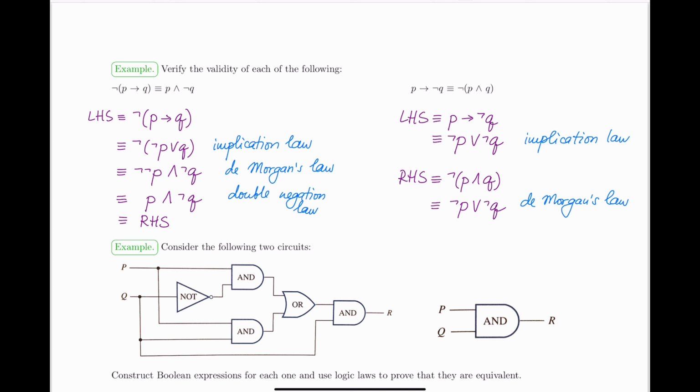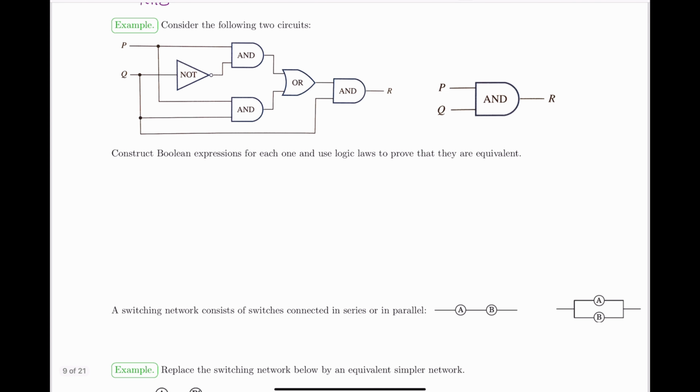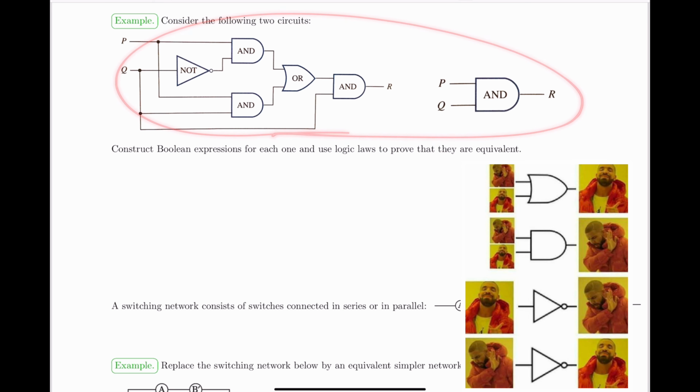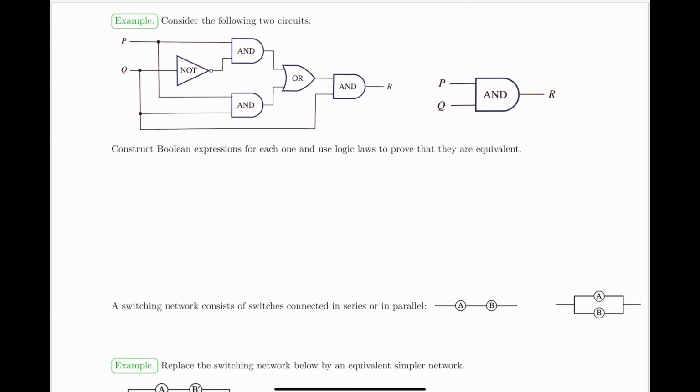Remember that when we started talking about the truth tables, one of the applications was to combinatorial circuits. And the way to prove that two different combinatorial circuits were equivalent was to construct a truth table for each one and compare their values. Now that we have logical equivalence laws, we don't need to go through the truth table way. We can simply construct Boolean expressions for each one and then use the logical equivalences to show that they're the same.